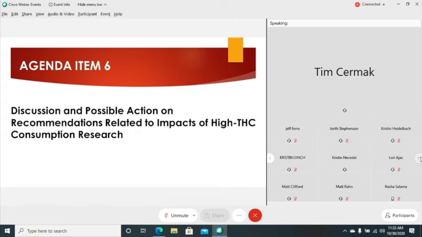So to review the scientific literature on the issue of increasingly high potency of THC content of the cannabis and cannabis products, and the state of the science on medical benefits and health implications of increasing potency. And then, for example, but not limited to dependency, mental health, and drug driving.